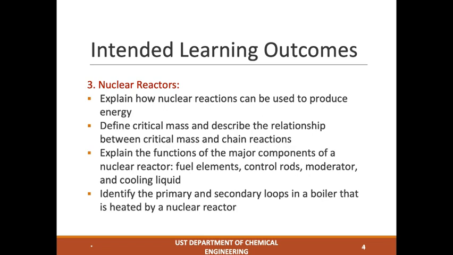Explain how nuclear reactions can be used to produce energy. Define critical mass and describe the relationship between critical mass and chain reactions. Explain the functions of the major components of a nuclear reactor: fuel elements, control rods, moderator, and cooling liquid. And lastly, identify the primary and secondary loops in a boiler that is heated by a nuclear reactor.